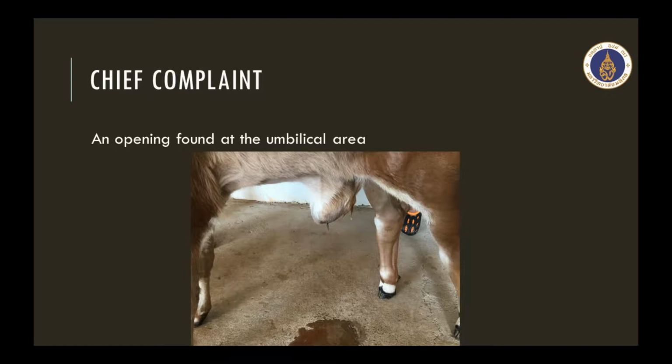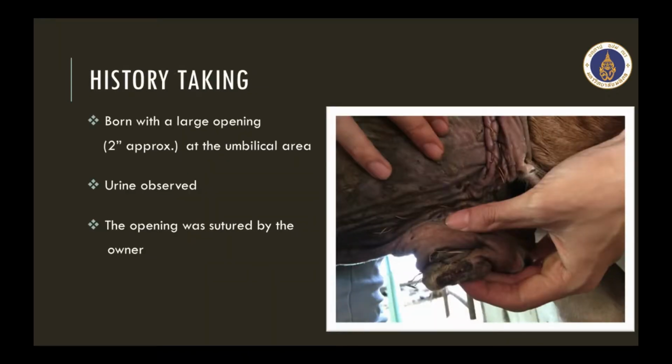So he decided to suture the opening by himself. He thought the calf could urinate normally because he saw urine on the floor, but had no idea if the urine was from the penis or the umbilicus.